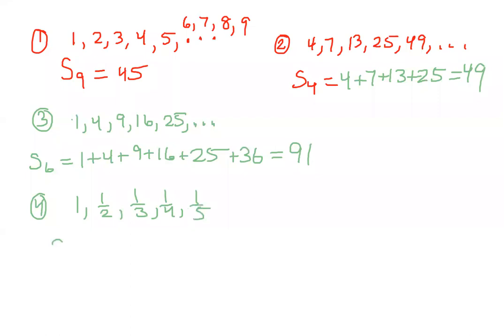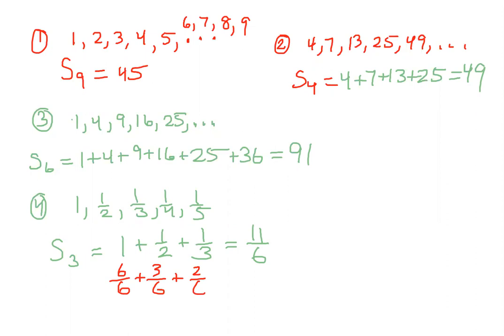And for the last one, 1, a half, a third, a fourth, a fifth. It asks you for S3, so that's 1 plus a half plus a third, which equals 11/6. You would have to get a common denominator here, which is 6, and add those up, and you get 11/6. That's number 4.